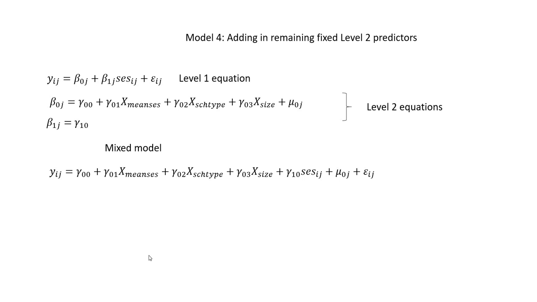So at this point, I'm going to stop. The next video that I present is going to pick back up with model 4, where we are going to be adding in fixed level 2 predictors. Then we'll be testing a model where we have the level 1 slopes randomly varying, and then testing and probing potential cross-level interactions. So that concludes this video, and stay tuned for the next one.